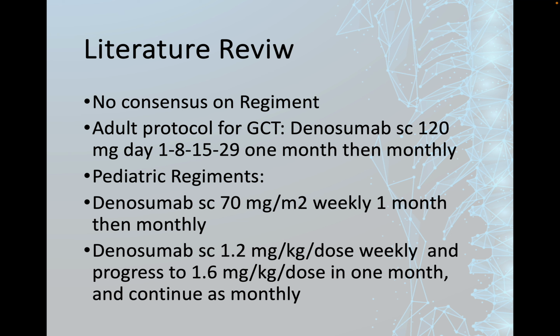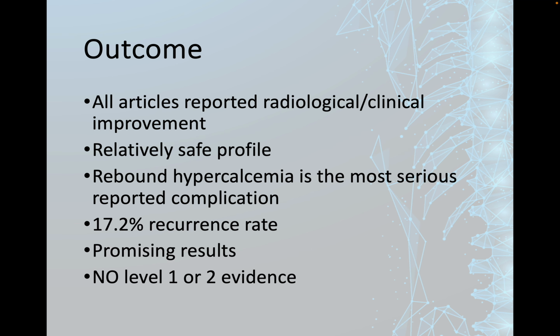The pediatric regimen varies. The 2 main reported regimens are the one we used and the other one, which is 1.2 milligram per kg per dose weekly, progressed to 1.6 milligram per kg per dose in 1 month, and then continued as monthly. Now, the reported outcome is very promising. All articles reported radiological and clinical improvement. Furthermore, denosumab is found to have a relatively safe profile, with rebound hypercalcemia being the most serious reported complication. However, the recurrence rate is estimated to be around 17.2%.